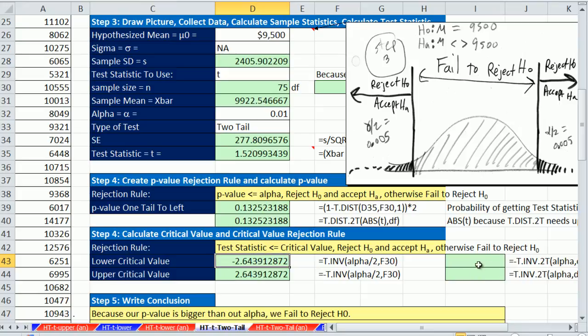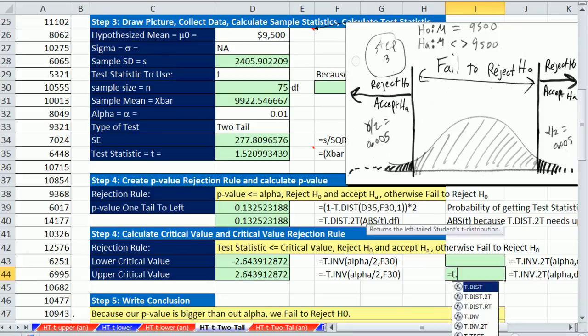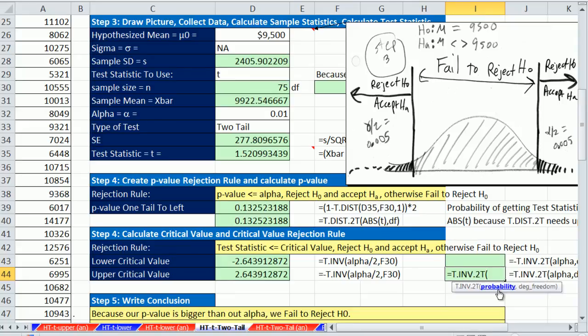There is a t.inverse.2t, so equals, and brand new in 2010, t.inverse, and there's a 2-tail. The cool thing about this is you don't have to divide by 2 because the function explicitly is for 2-tails. So the probability means please give me alpha, and then the degrees of freedom. This is going to calculate the positive, so that's why I put it in the upper critical value. And then to get the one on the low end, since it's symmetrical, I say minus that. Exactly the same numbers.